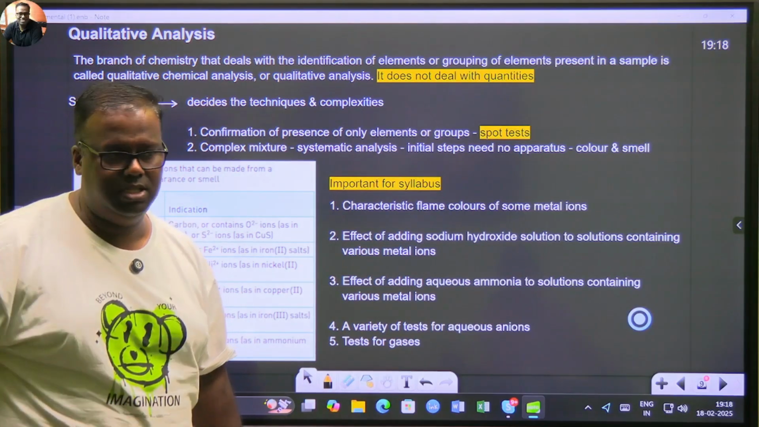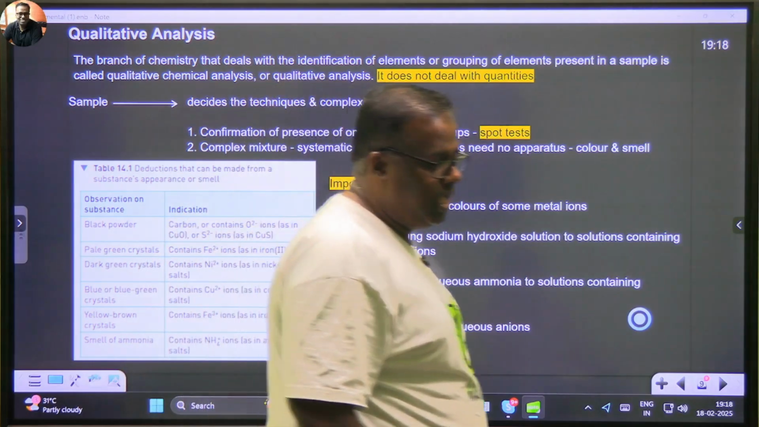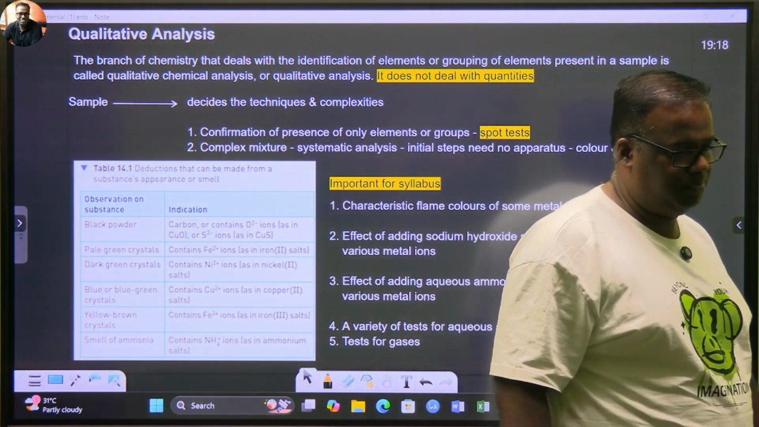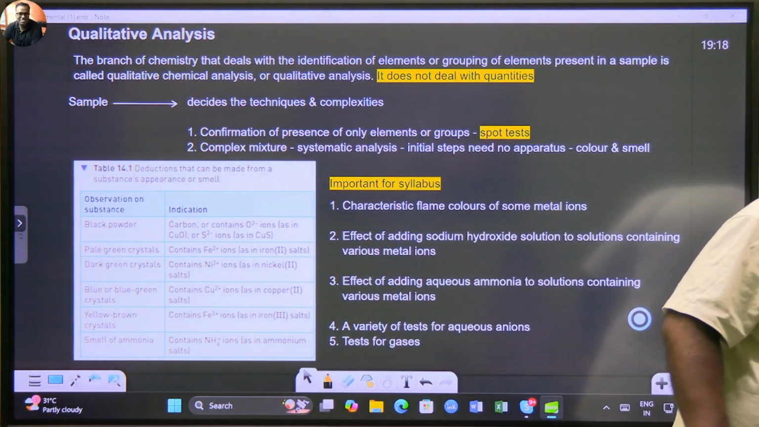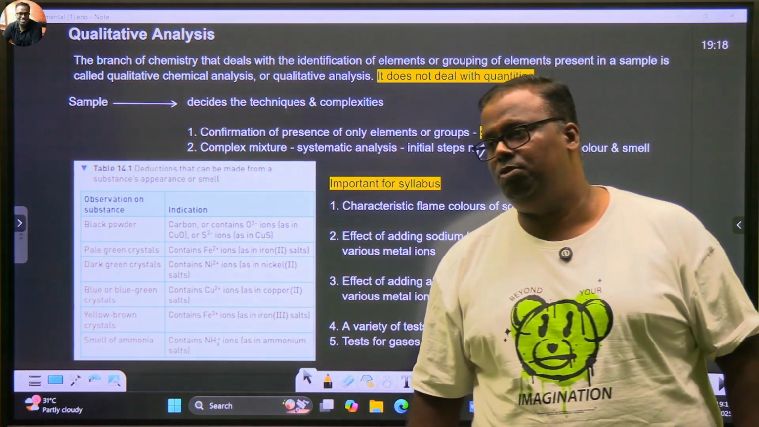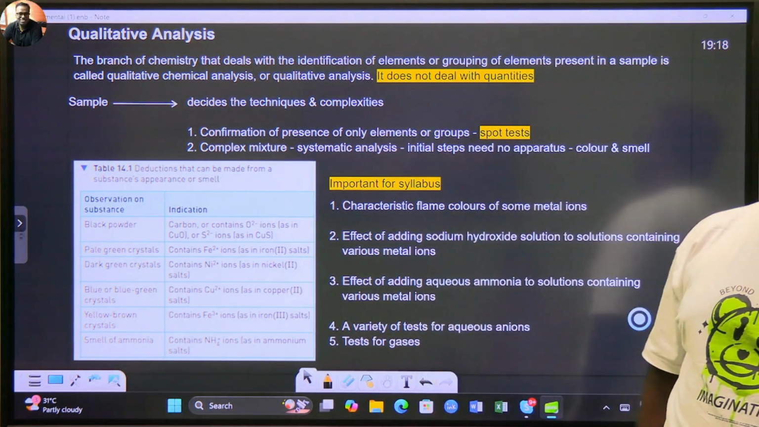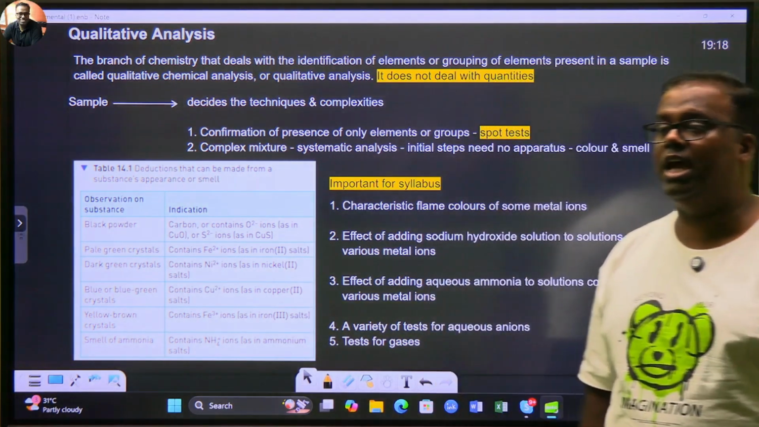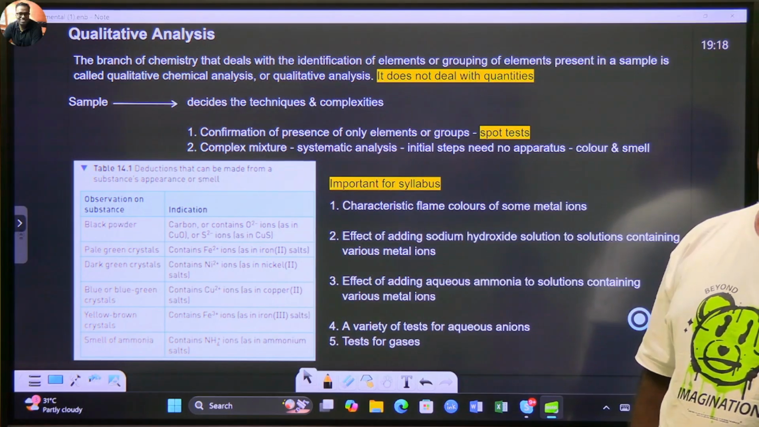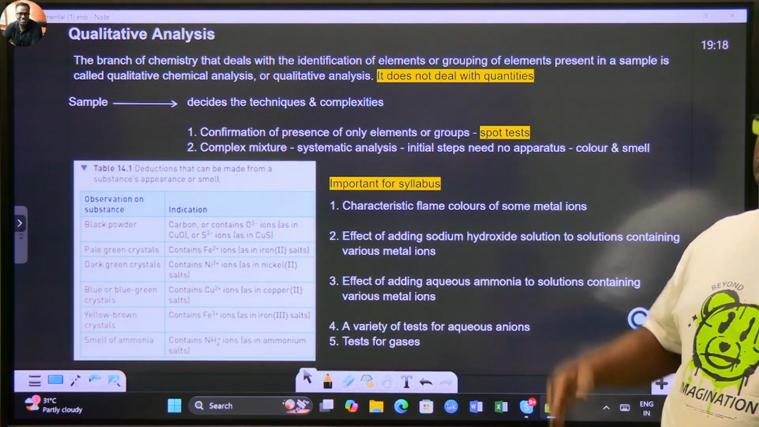The first one is flame test and colors, flame colors. The second one would be that we would be seeing certain cations. We'd be trying to see cations, their behavior with sodium hydroxide solution, aqueous solution. Aqueous cations means solution, metal.